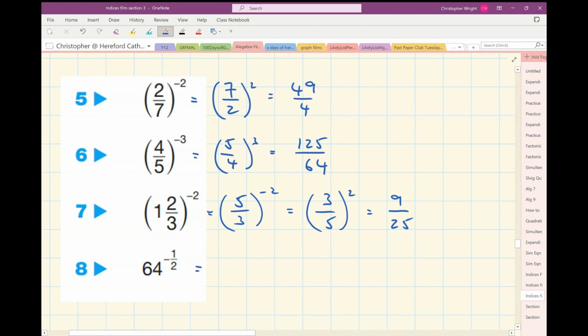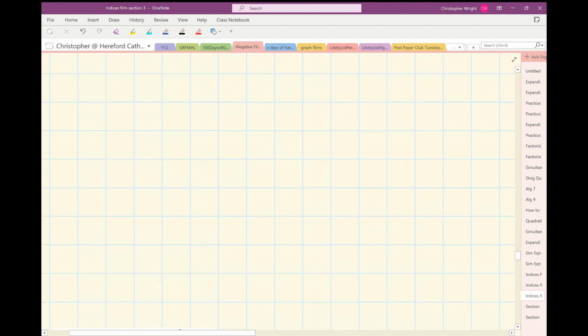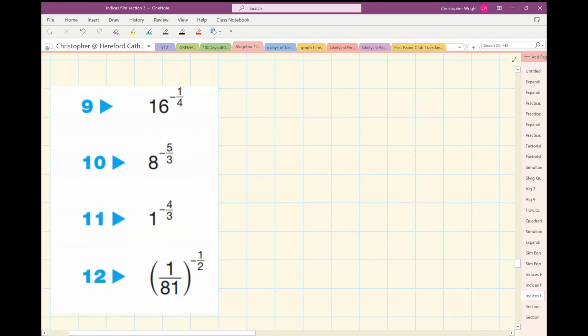Number 8, 64 to the power of minus a half. Well, that's going to be 1 over 64 to the power of a half. So it's the square root of the top over the square root of the bottom, 1/8. Okay, number 9. 16 to the power of minus a quarter. It's going to be 1 over 16 to the power of a quarter. So that is 1 over, because the fourth root of 1 is 1, 1 over the fourth root of 16, which is 1/2.